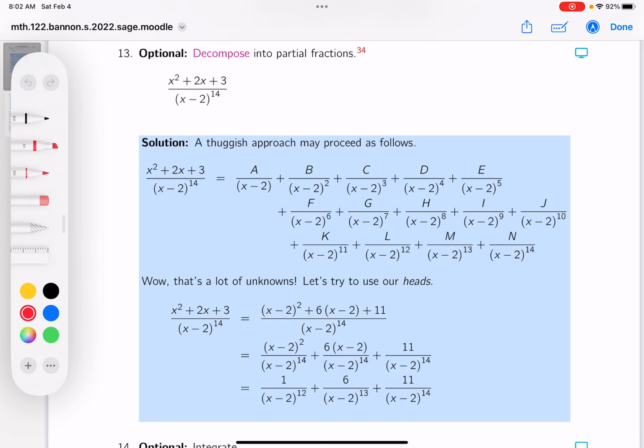Okay, looks like a tough problem. And the reason is the degree of the denominator is 14. So I think what a lot of students would do is they just, what I would call the thuggish approach to it, and write down the decomposition that would look like this over here.